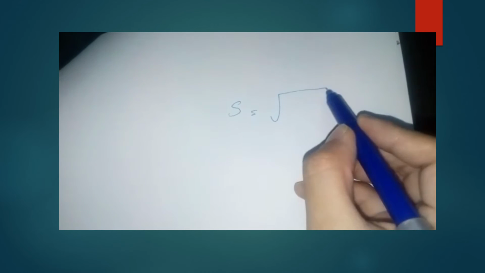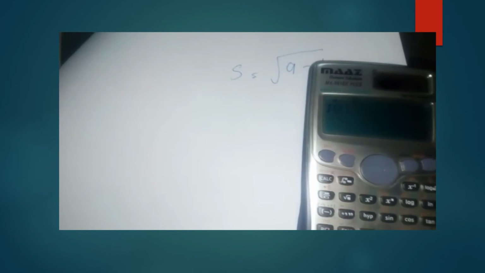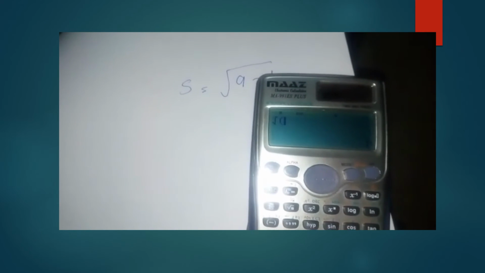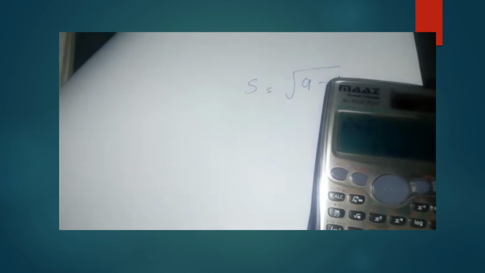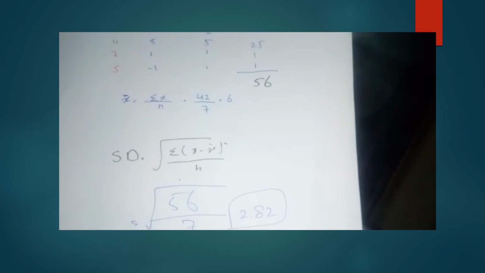The next step is 9 minus 1, under root, 9 minus 1, and the answer is 2.82.